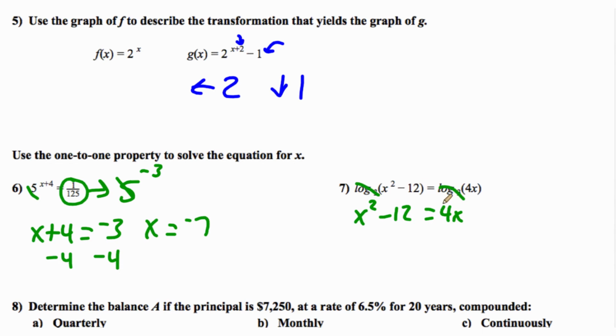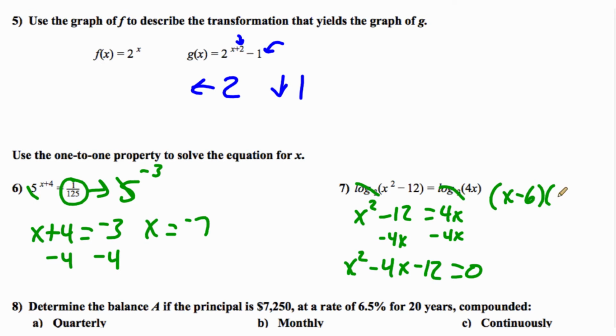Now this one's a quadratic with a first powered x term, so in order to solve this we need to have 0 on one side. So we're going to subtract the 4x over to the left-hand side. So we end up with x squared minus 4x minus 12 equals 0. And now that we've got this 0 on the right-hand side, we can either try to factor or do the quadratic formula. I'm pretty sure this will factor out into x minus 6 and x plus 2.